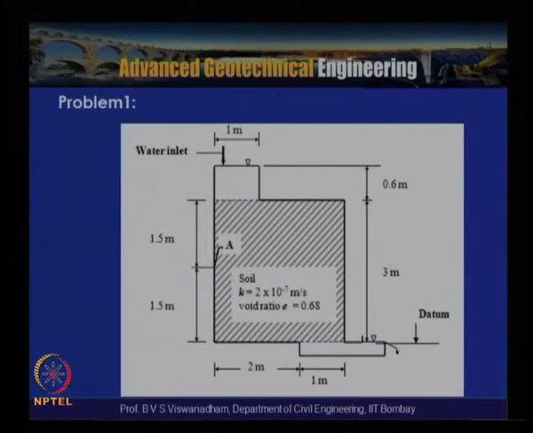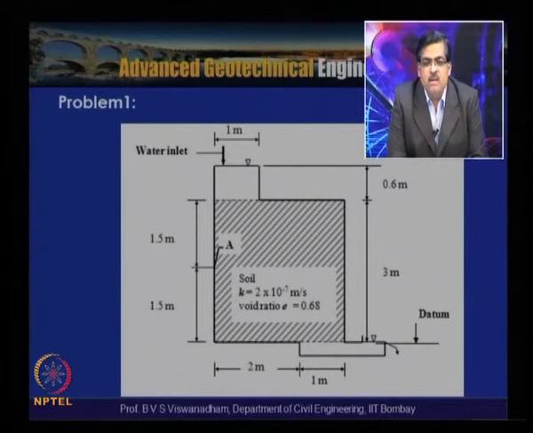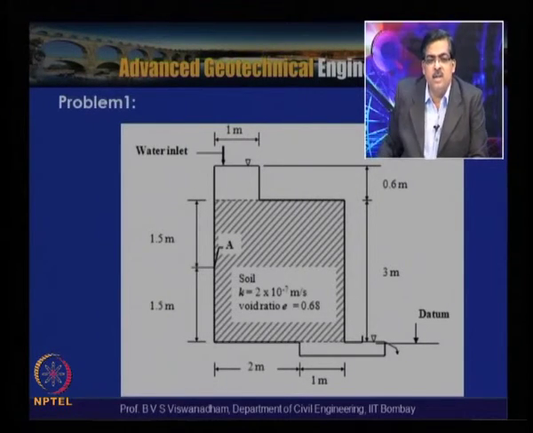The setup is actually shown here, wherein you have the soil with K equal to 2 into 10 to the power of minus 7 meter per second. The void ratio is given as e equal to 0.68, and this horizontal distance is 3 meters, this height is about 3 meters, and this width is about 1 meter.